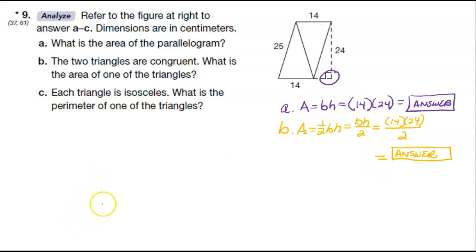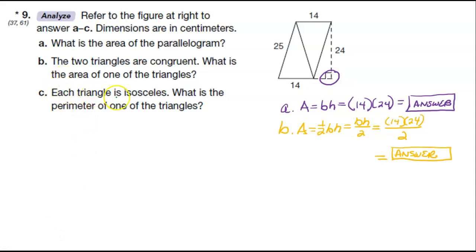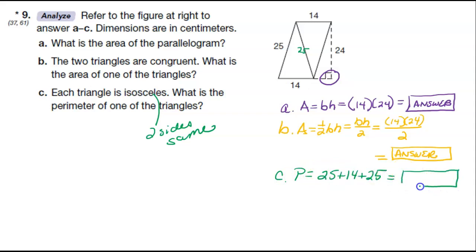Okay, let's change colors. Okay, C says the triangle is isosceles, which means that two sides are the same. What is the perimeter of one of the triangles? So if this side is 25, that means this side is 25. So C, the perimeter of one triangle is going to be 25 plus 14 plus 25, which gives you the answer.